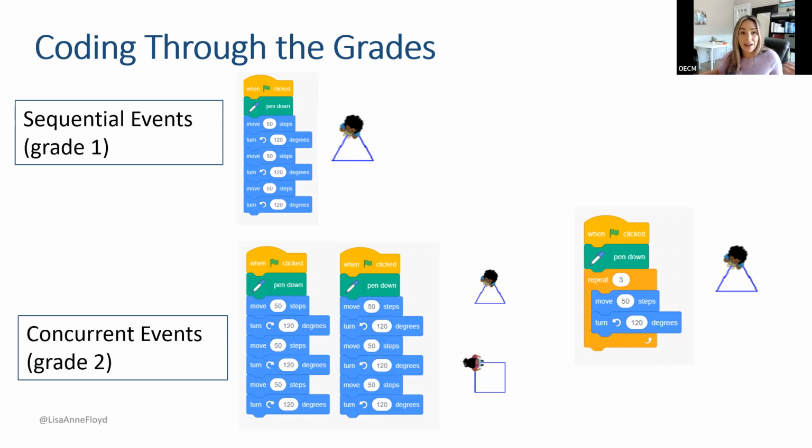In this case, I have one sprite, one character drawing a triangle and one drawing a square. So when you hit the green flag, that's what happens. Two things are happening at the same time. And then in grade 3, students are expected to be assessed on their ability to use repeated events.